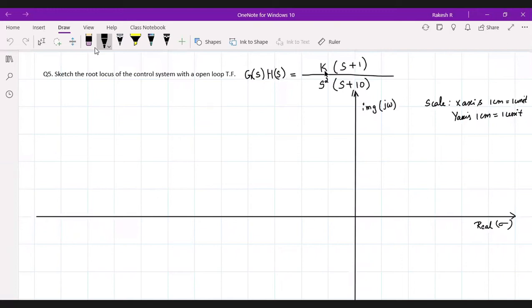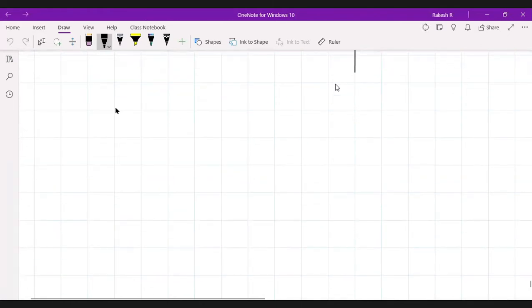The function is G(s)H(s) = K(s + 1) / (s²(s + 10)). Now, what is the first step we need to do? We need to locate the poles and zeros.